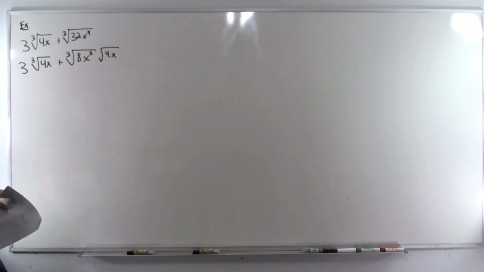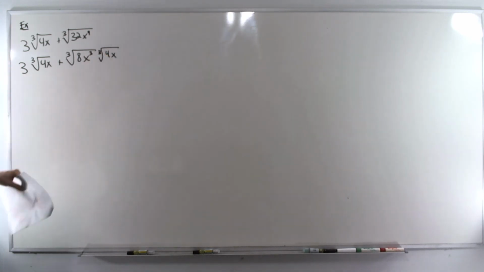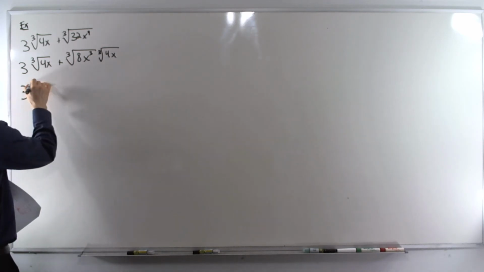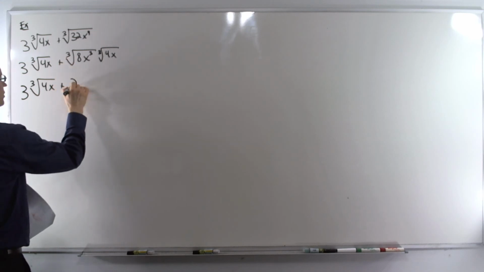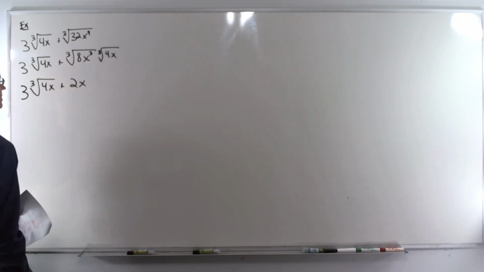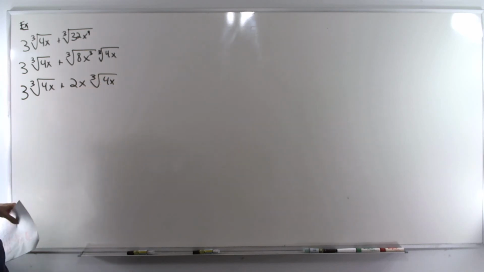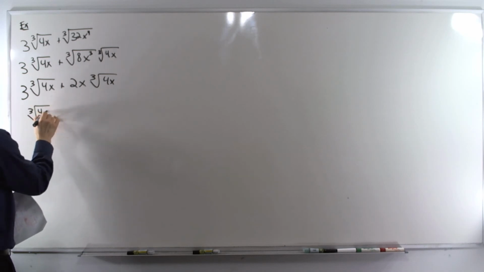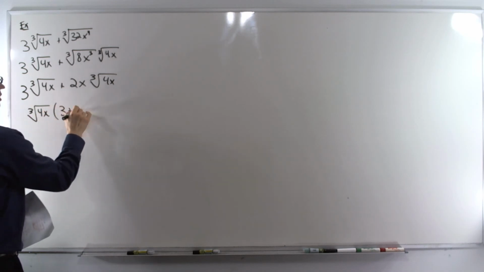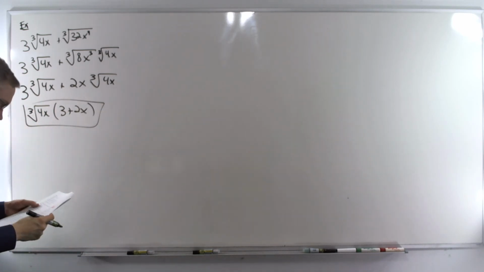All right, now we got our matching third root. Now we can simplify this. So we get 3 times the third root of 4x plus third root of 8 is 2, third root of x to the third is x, times the third root of 4x. Right. Factor out third root of 4x, and we get 3 plus 2x inside the parentheses. Your turn, number 8.